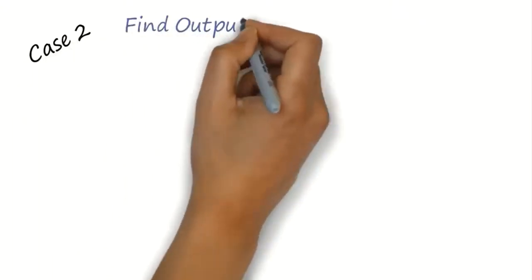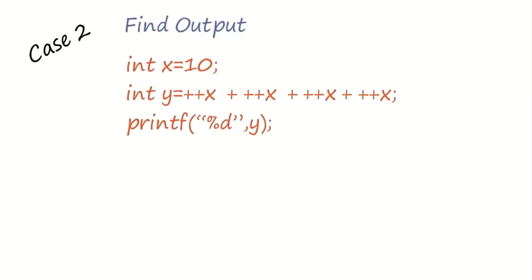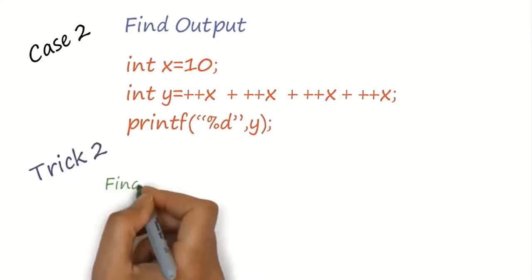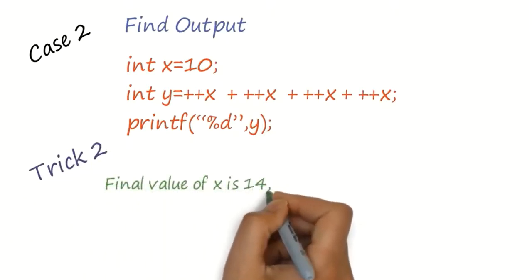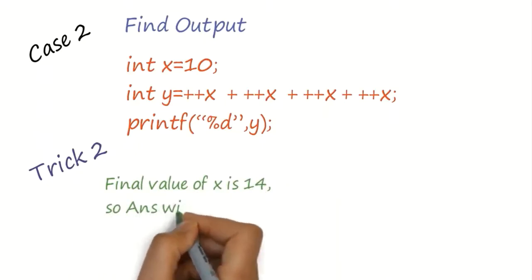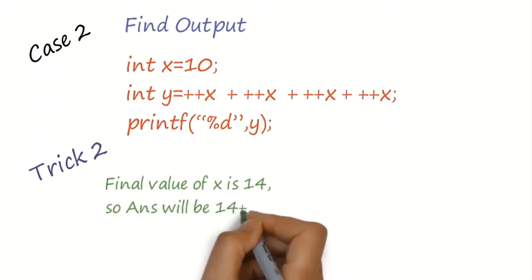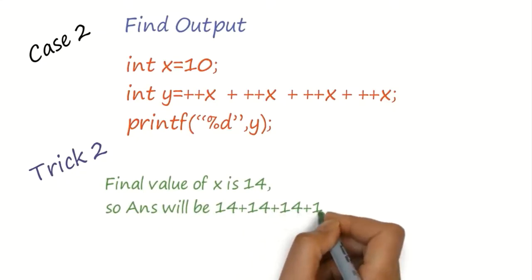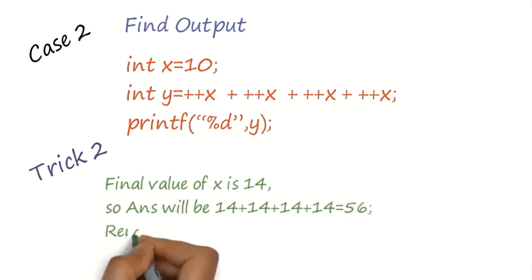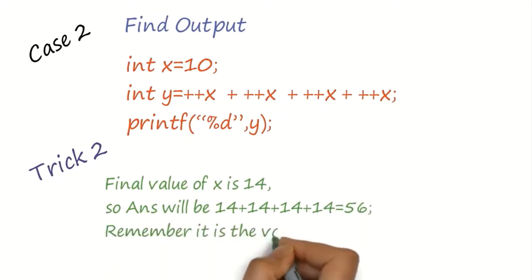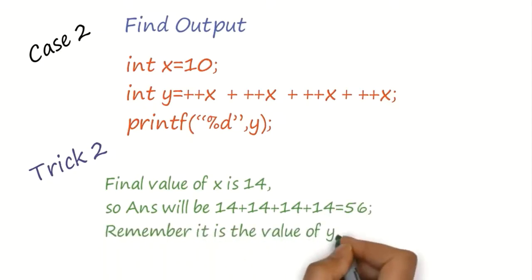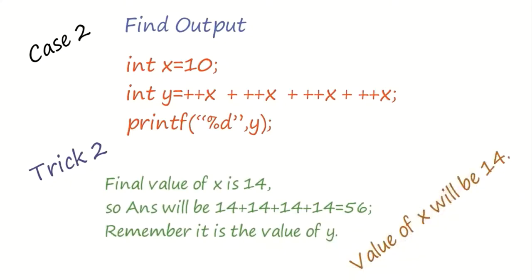Similarly, for case 2, we can see the problem has unary and binary operators. So if you use the same trick directly, we know as the unary operator is used 4 times, the final value of x will be 14. Hence, y will be 4 times 14, that is 56. Be careful during competitive exams. At times, on a similar given problem, we might be asked to print the value of x instead of y.